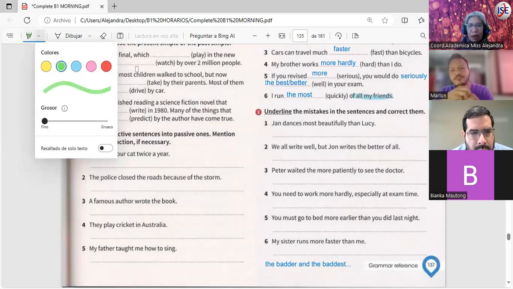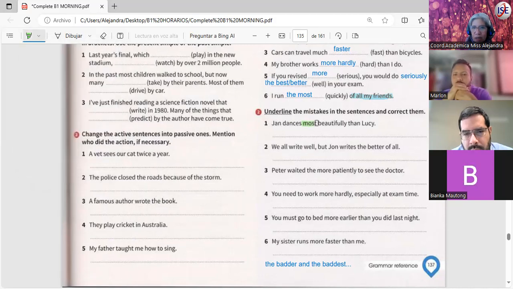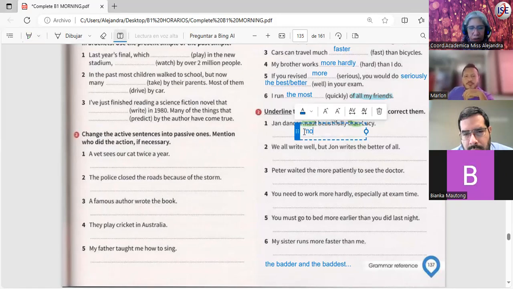Okay. Marlon, which one is the mistaken number one? Jan dances most beautifully than Lucy. More. More. Okay. So the mistake here is most because we have than. So it would be more beautifully. And we need to use beautifully. We cannot use beautiful. Yes.